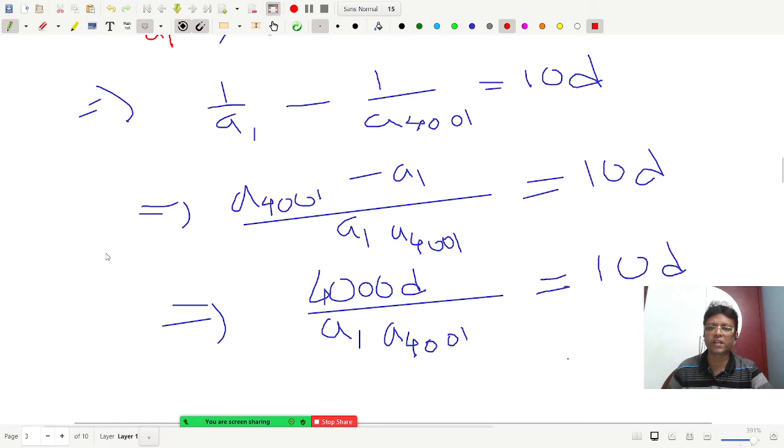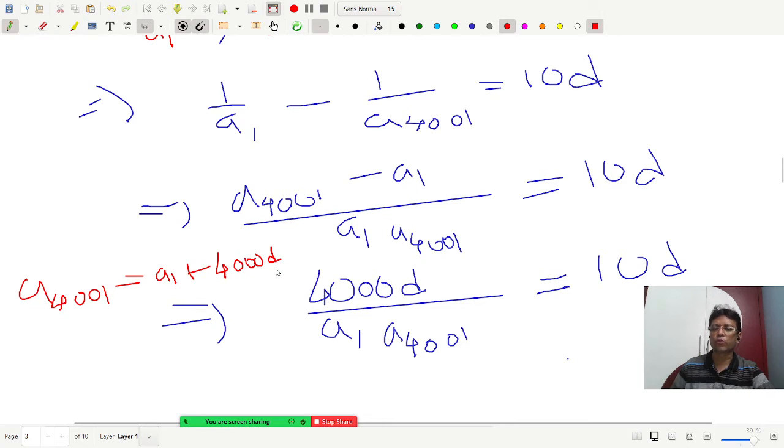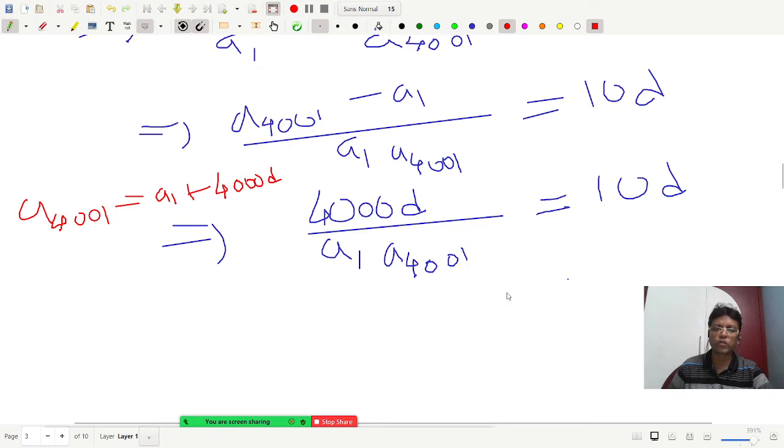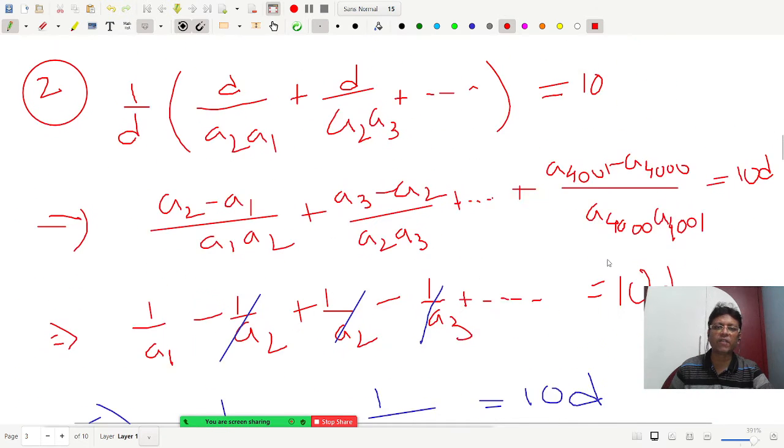Why am I writing this? Because the nth term formula I am using, A4001 is equal to A1 plus 4000D. So A4001 minus A1 would be 4000D. So if you simplify, you will get A1 A4001, the product, will be equal to, D, D cancel, that product will be equal to 400. So that's one of the results, and it is given in the problem.